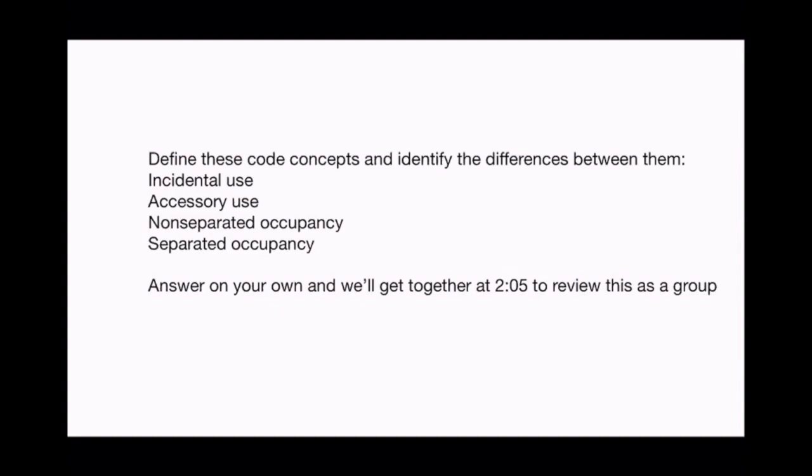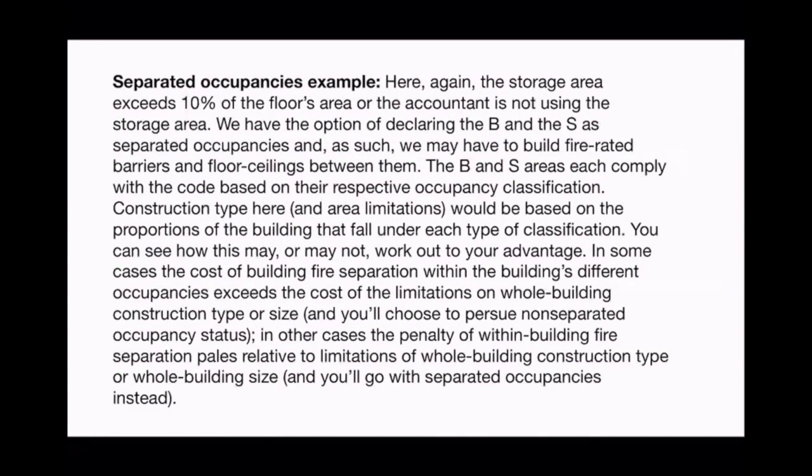We have incidental use, accessory use, non-separated occupancy, and separated occupancy. So if you have a mixed-use building or a building where more than one thing happens in it, you're going to have to choose one of these four paths.